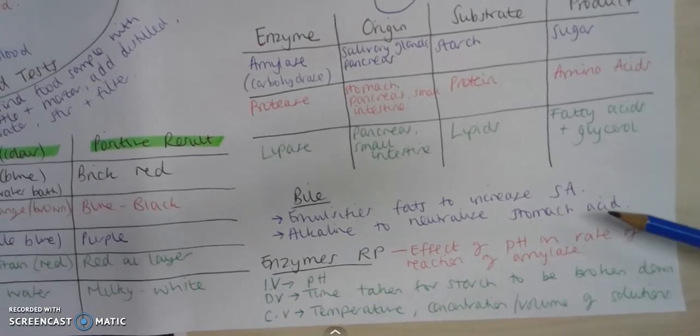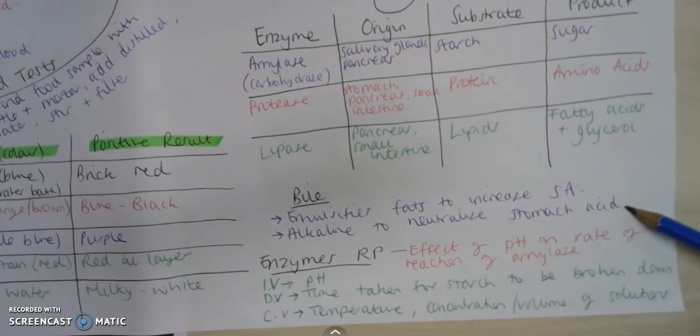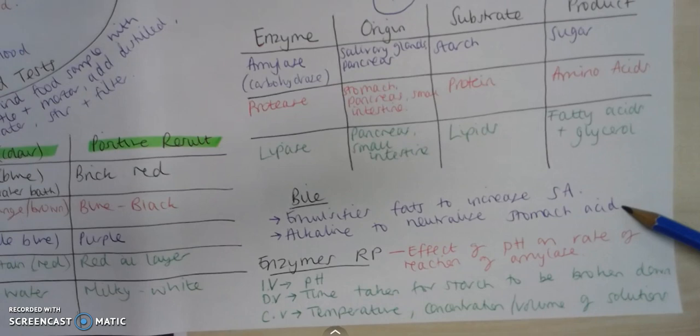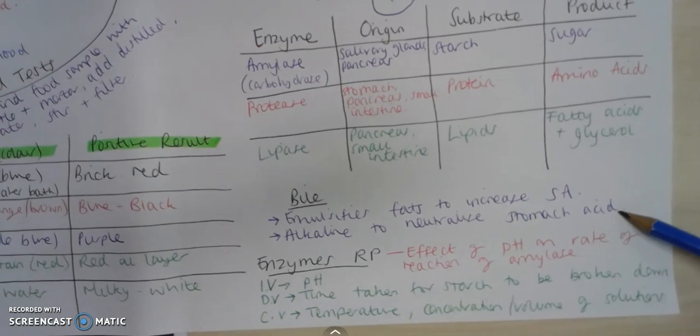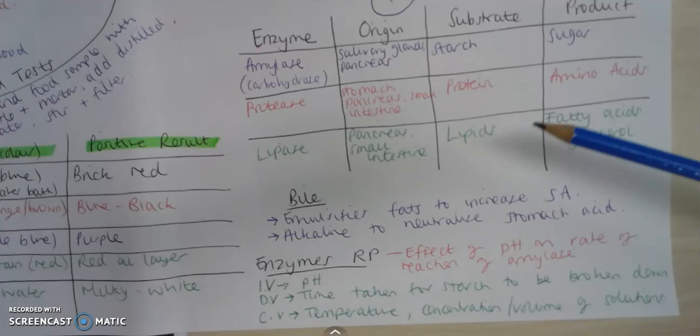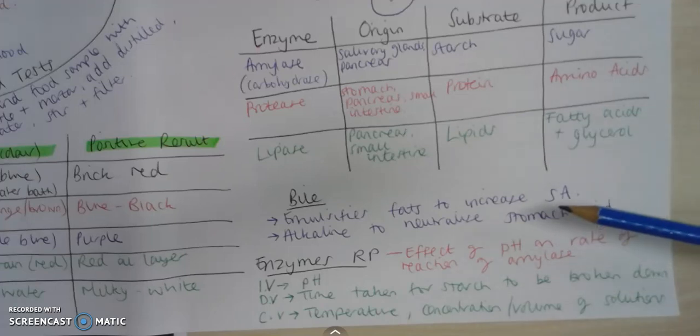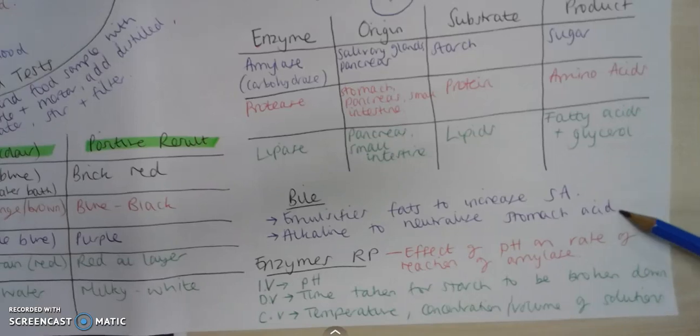Also, bile is alkaline, so it neutralises the stomach acid. Now, the reason this is particularly important is that it creates the correct pH environment for the lipase enzymes to be able to work, and other enzymes, and break down the substrates that they're breaking down in the small intestine. Okay, so neutralising stomach acid.